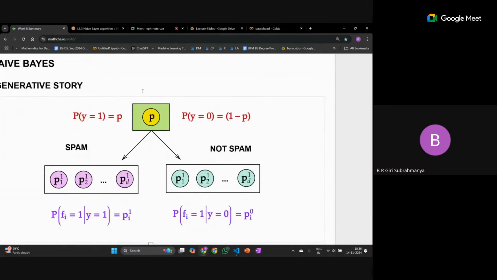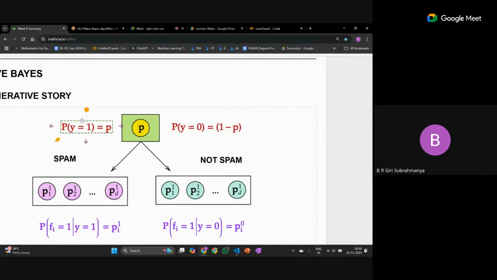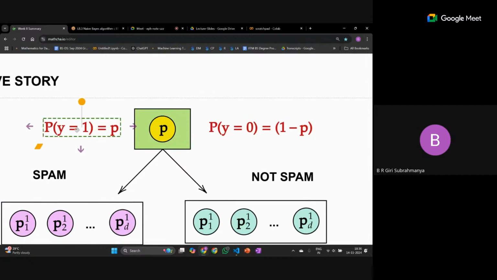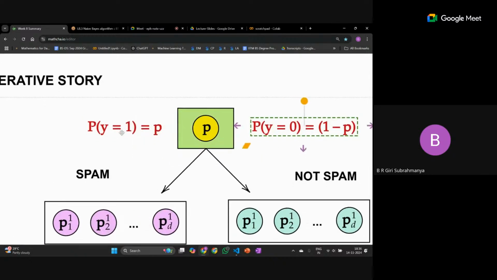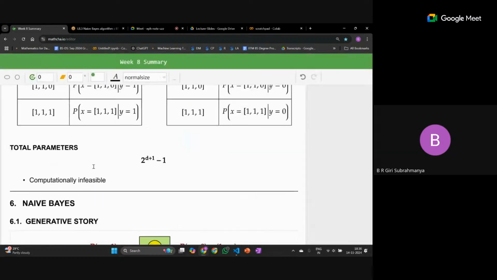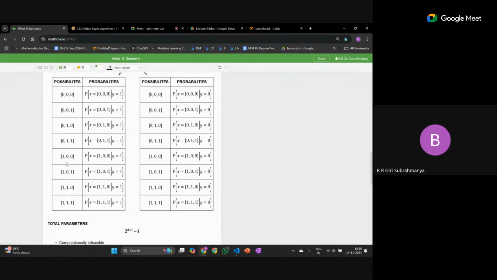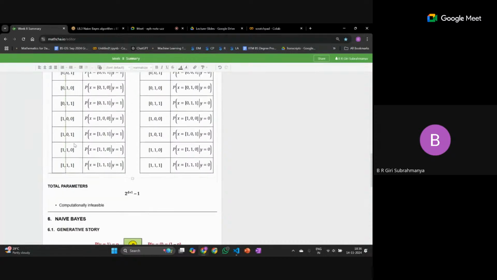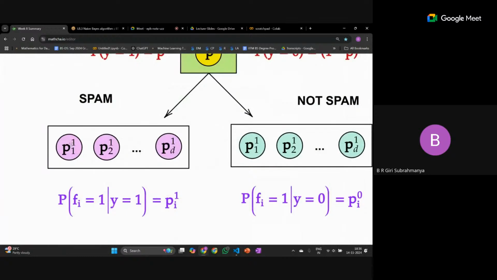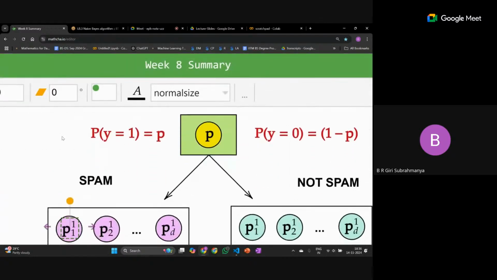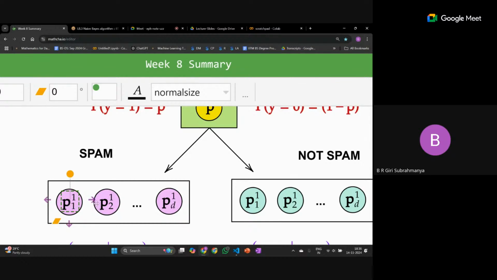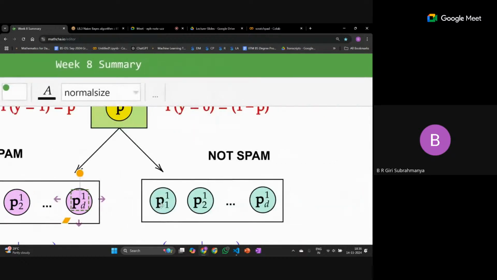So if you look at this generative story, now the distribution for y is still the same. The probability of spam is p, the probability of not being a spam is 1 minus p. Now given that it's a spam, instead of looking at all possible emails, what we will be looking at is all the features. So this is feature 1, this is feature 2, this is feature D. And similarly, this is feature 1, this is feature 2, and this is feature D.